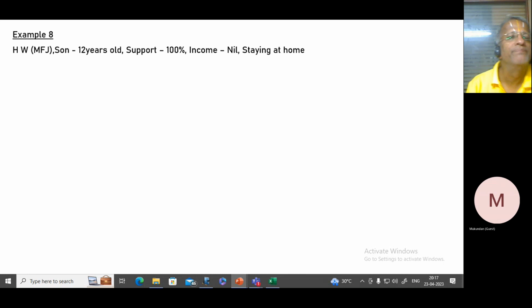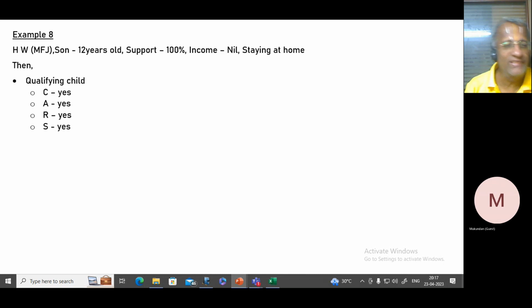Next one, example 8. Now you understand, husband and wife have filed under MFJ, son is 12 years old, support is 100%, income is nil, staying at home. So whether he is passing the qualifying child tests. Answer to that question: close relative, age, passing, then he is staying in that particular place and he has got no income. So he is passing all the four, yes, yes, yes, qualifying child. Example number 9.